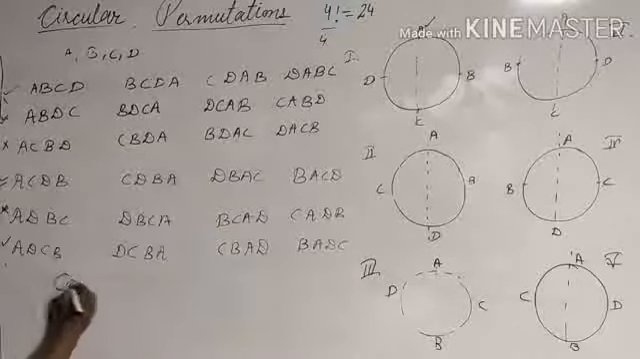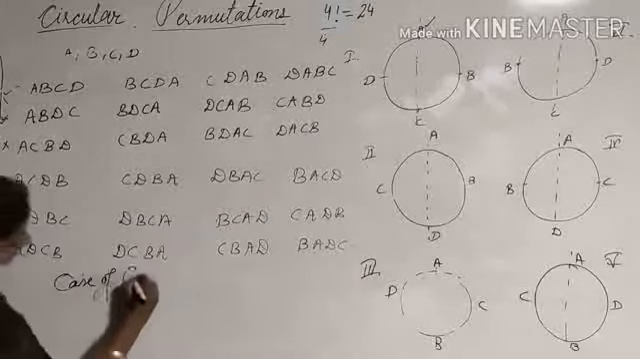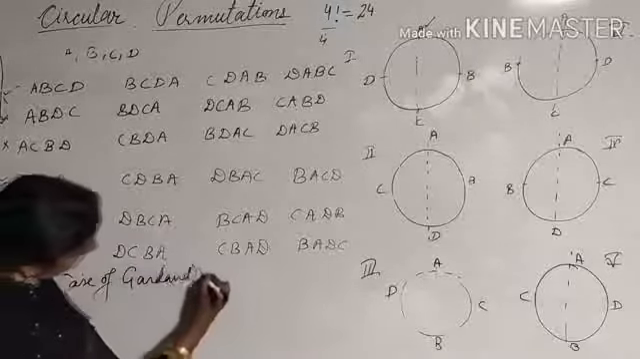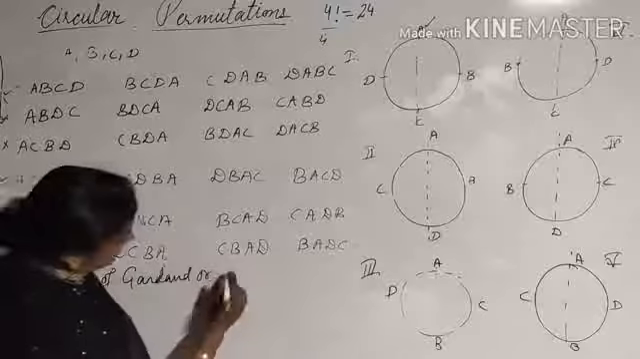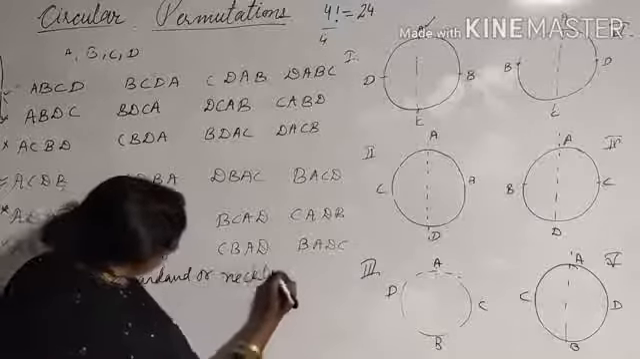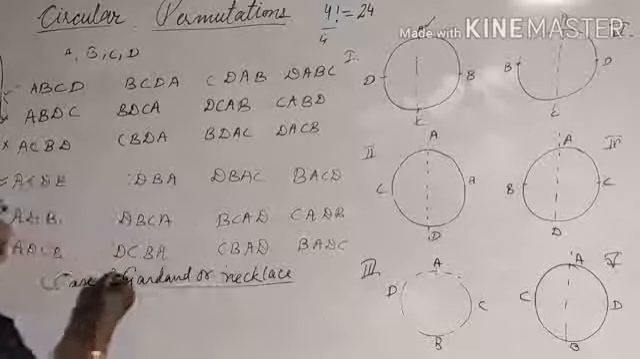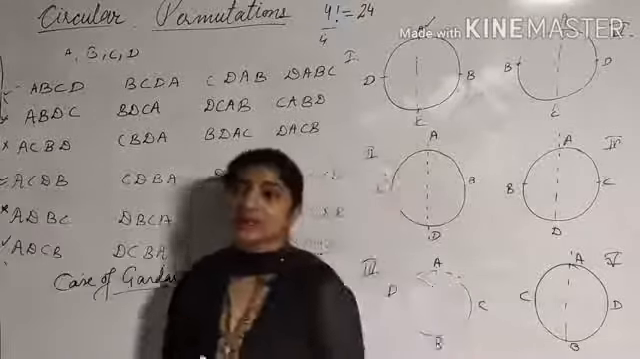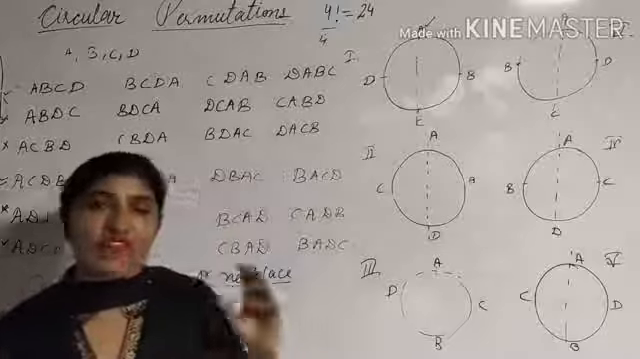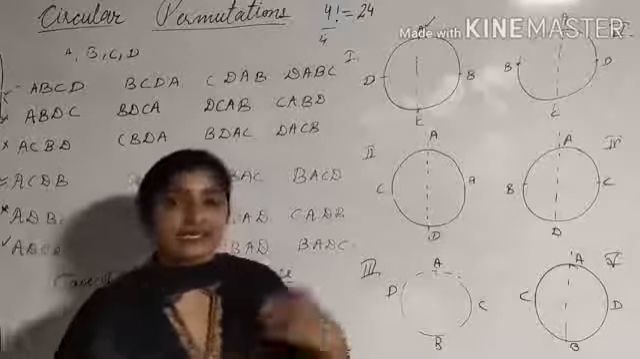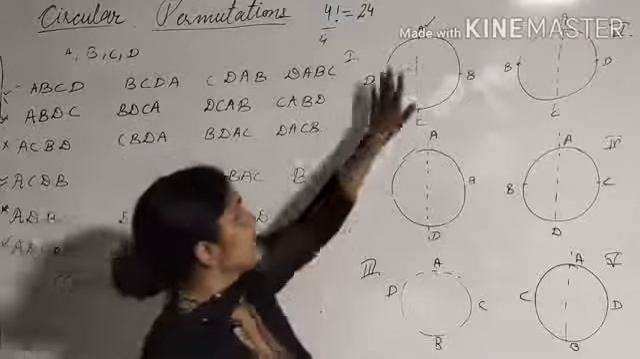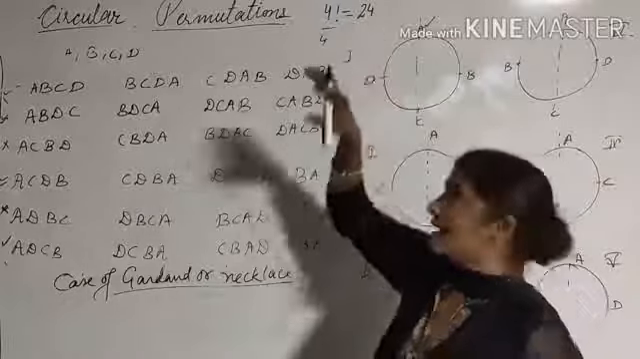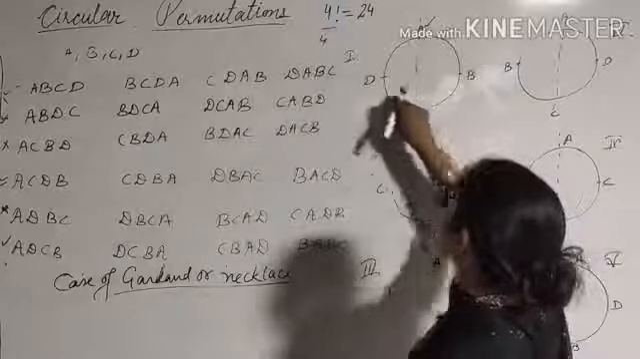Case of garland or necklace. So, when you consider a garland or a necklace, suppose we want to make a garland of 5 beads of similar kind, here 6 beads of same kind. Let us take the example of 4 beads. Suppose we want to make a garland or necklace with the help of 4 beads.